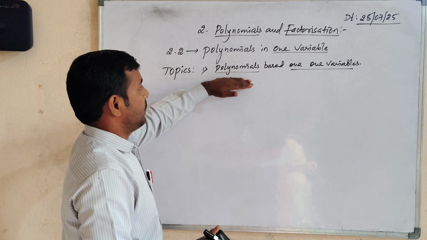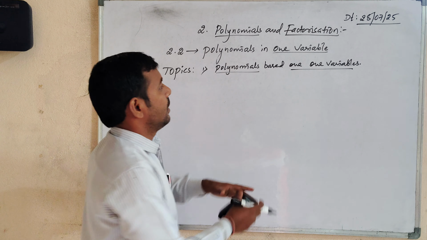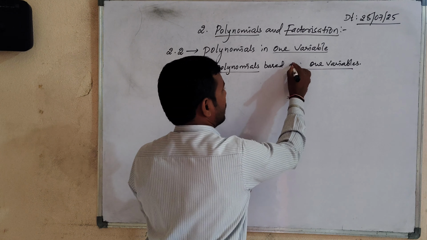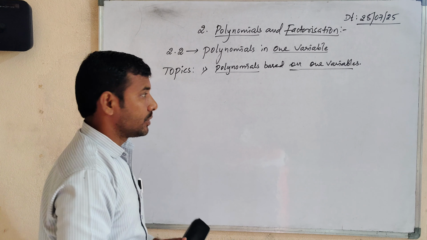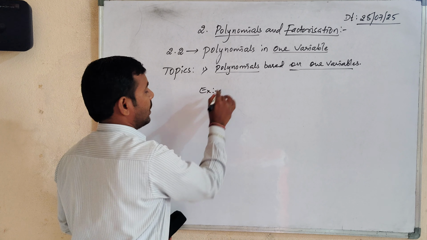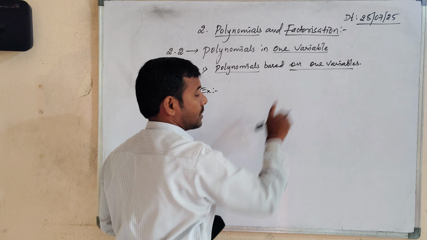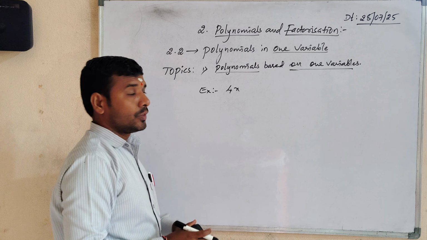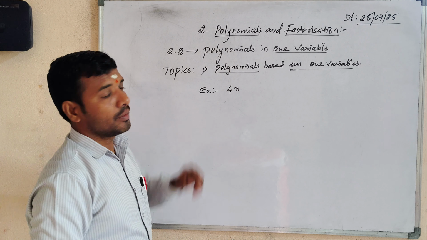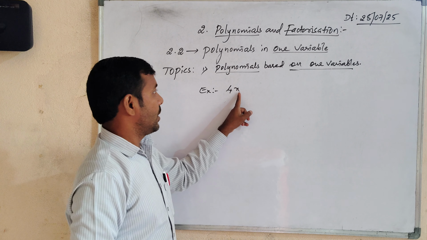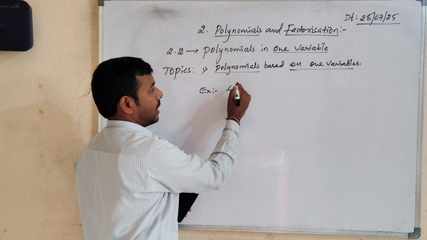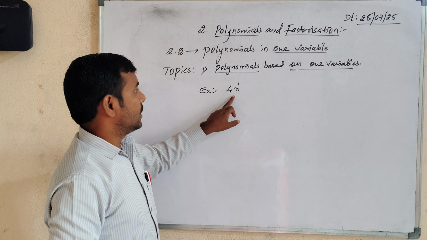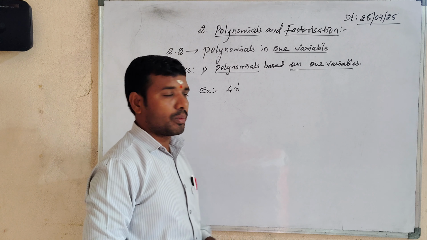Okay, students, first point, say polynomials based on one variable. So I am writing a few examples. It should be a polynomial which consists of one variable, right? I am writing. You know very well about the polynomial 4x. It is the best example of this title. See how many variables are there? One variable there. And why is it a polynomial? Its exponent of the variable is a whole number. That's why this is a polynomial as well as having one variable.